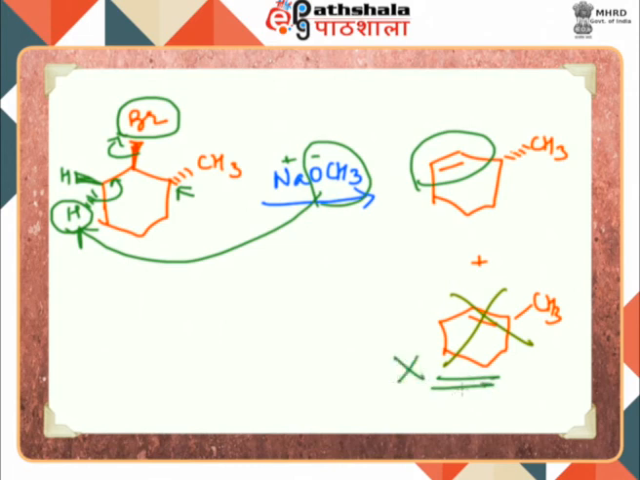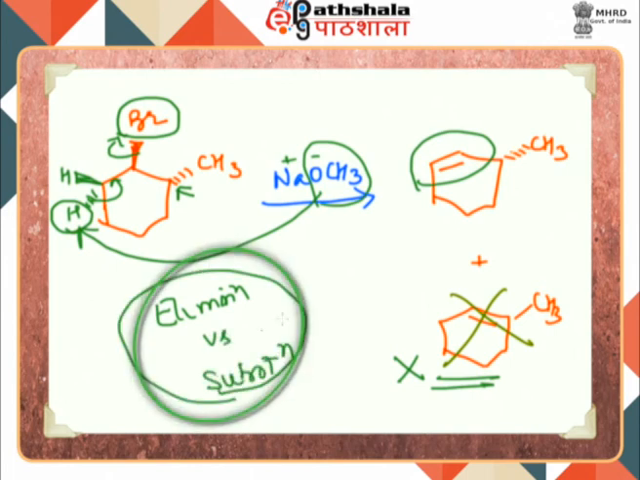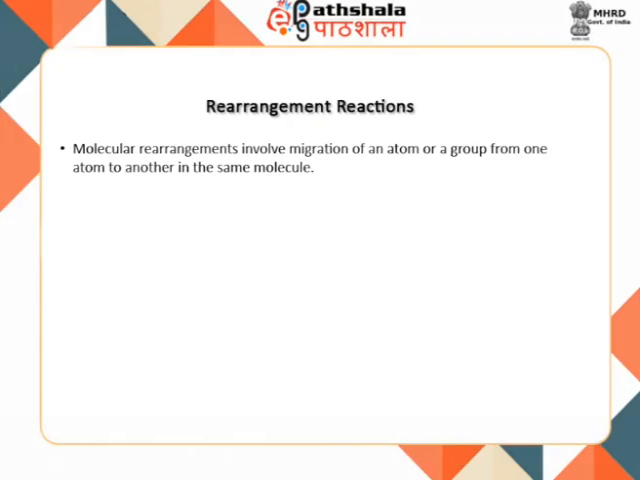So we will consider all the possibilities of eliminations, how they happen, and how they cannot happen, in the subsequent modules. Another thing that we will be looking at in detail is that elimination often competes with substitution. When it happens and when it cannot happen, we will also consider in detail in subsequent modules. The fourth type of organic reaction is the rearrangement reaction.